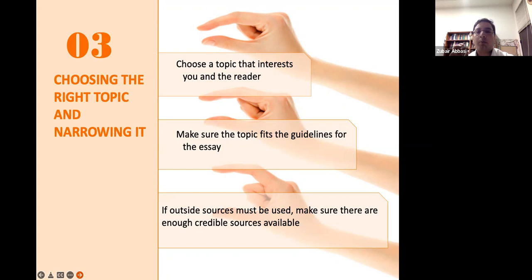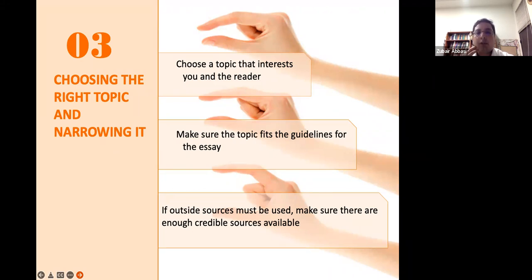And you must also make sure that you fulfill the guidelines, if there are guidelines given for an essay regarding word limit, regarding citation style, regarding what font to be used, whether it must be double spaced, single spaced, or if it's to be published, to be submitted in printed form, whether it should be on one page or it could be on both sides of the pages. So all these guidelines must be borne in mind.